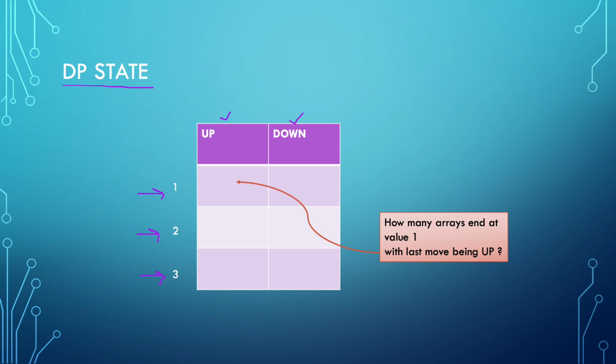We can also have two 1D arrays as well. So what we say here is that we cannot say anything just by value. We also need a direction history. So that's why we say, if the last move was up and the current element is 1, how many valid arrays are there which end at 1 when the last move was up? Similarly, we can decode the meaning. For example, this will mean the number of valid arrays that end at 3 when the last move was down.